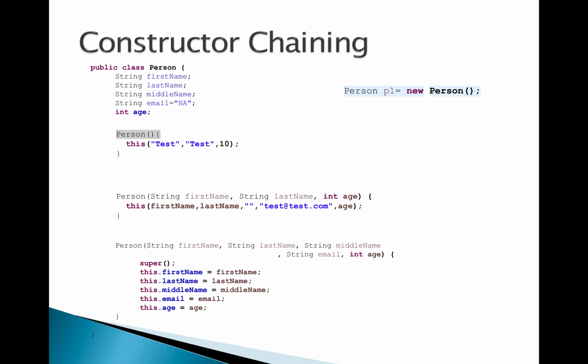There is no strict need to do it like this, we can have it as this.firstName itself. But if you want to simplify your code and have the assigning logic in one place, we can do it like this. Whenever you get a call to the 3 argument constructor, it is going to delegate to the 5 argument constructor. Whenever you get a call to the no argument constructor, it is going to delegate that to the 3 argument constructor, which in turn delegates the call to the 5 argument constructor. It is going to replace the values of first name, last name and age with whatever it receives, and then give the default values of empty and test@test.com for middle name and email.